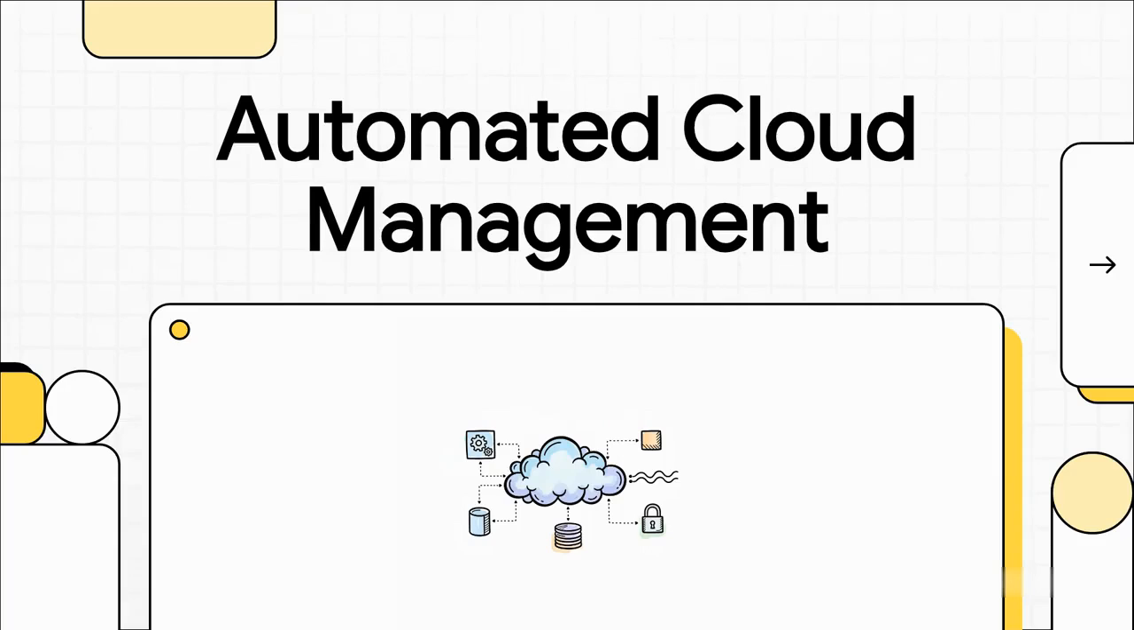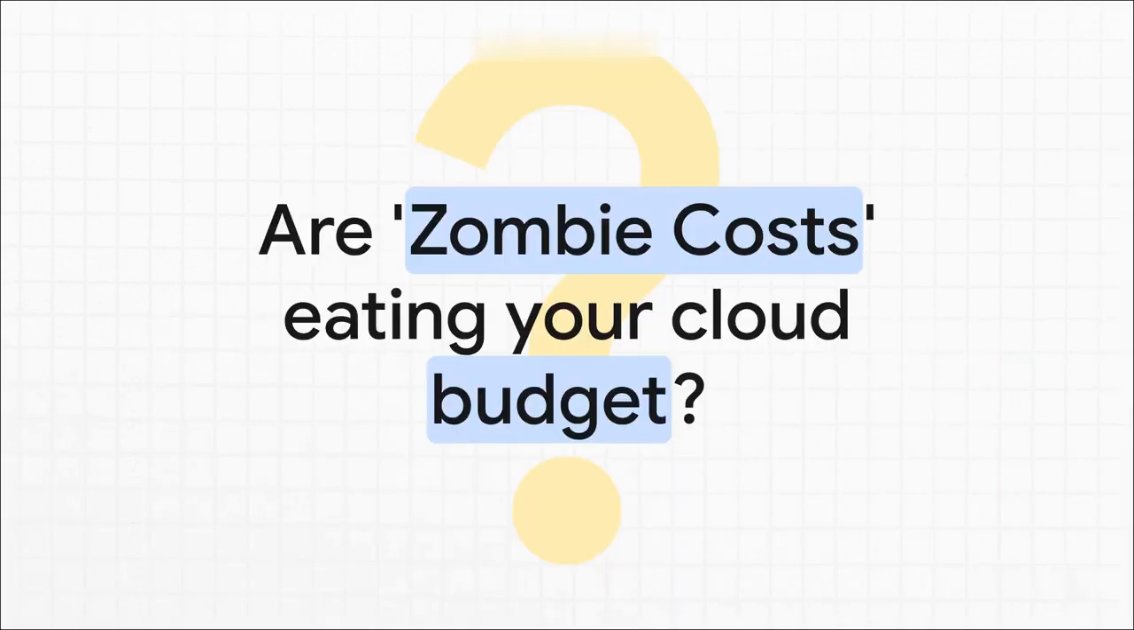All right, let's talk about a problem that quietly drains budgets, even in the most buttoned-up tech organizations: those sneaky, hidden cloud costs. So in this explainer, we're going to go hunting for them and, more importantly, architect an automated solution to stop them for good. So I've got a question for you, and I want you to be honest. Are zombie costs eating your cloud budget?